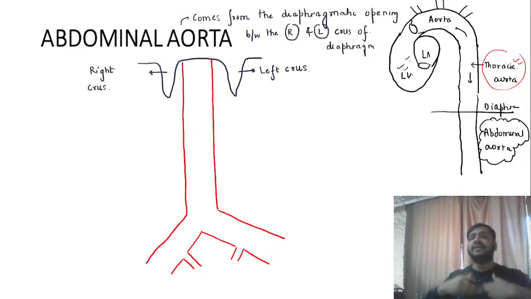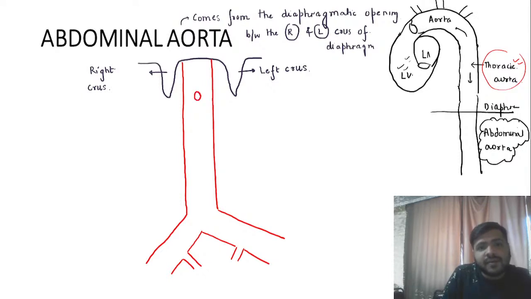Now, when I say anterior, anterior ka matlab hai beta aage ki taraf. Now this abdominal aorta will give branches in front. Okay? It will give branches in front. Or it is also called the visceral branches because it is supplying the organs of the abdomen. So we have the three anterior or visceral branches.